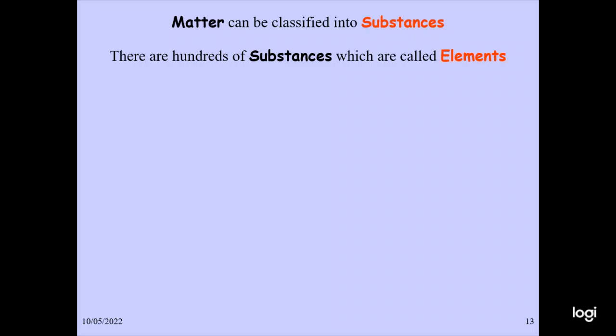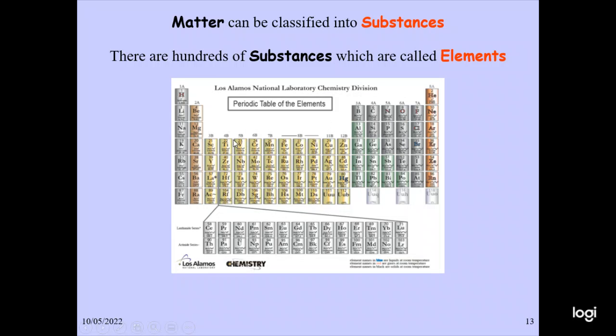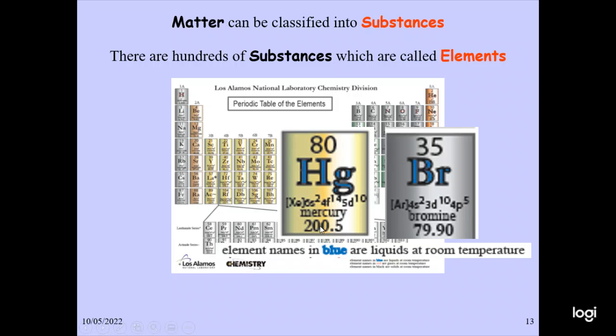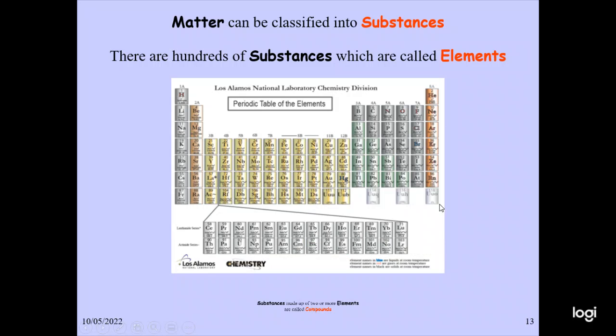Matter can be classified as a substance. There are hundreds of substances which are called the elements. So this is the periodic table of elements. So this is the hydrogen. Hydrogen, mercury, Ag. This is boron. So this is the atomic weight.